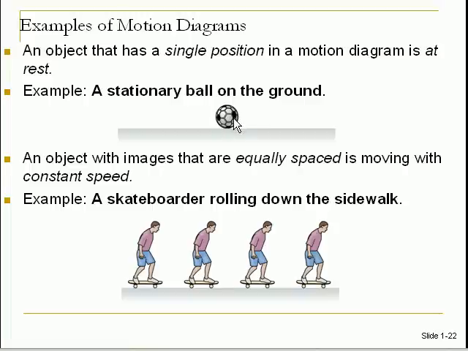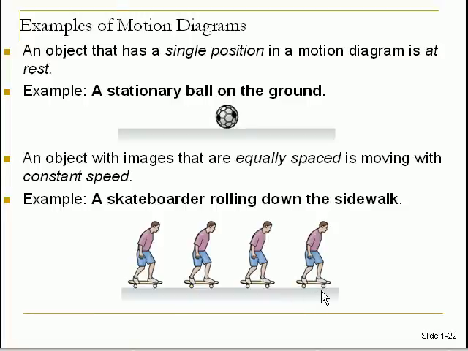Now, if we look at an object that's moving at a constant speed instead, so if you look at the skateboarder on the bottom here, the skateboarder is moving from left to right at a constant speed. You'll see that we take a snapshot of the skateboarder in equal intervals of time, and notice that the distance that skateboarder covers is the same. And you'll find out later on that tells us that the skateboarder is moving at a constant speed because it's covering equal distances in equal periods of time.